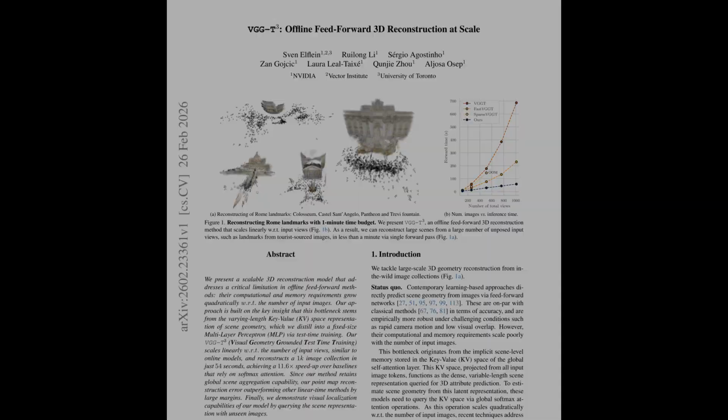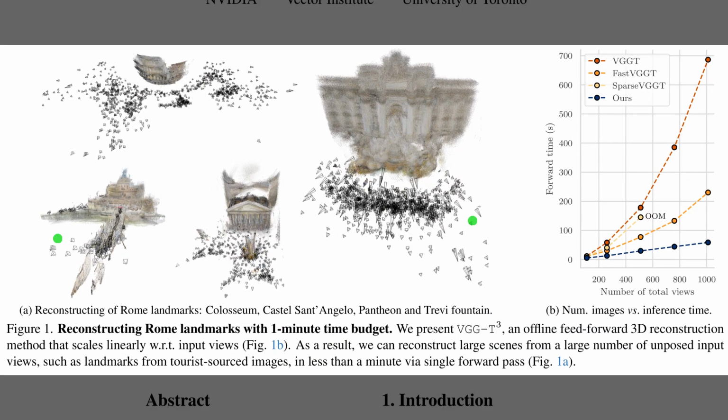modeling. So Figure 1 immediately visualizes this scalability breakthrough. On the left, Panel A displays detailed 3D point clouds of major Rome landmarks like the Trevi Fountain, reconstructed from hundreds of unposed tourist photos in under a minute. Then, looking at the graph in Panel B, we see exactly how the method achieves this. The red and orange lines represent previous methods like VGG-T, which shoot up quadratically in processing time as the number of views increases. In contrast, the blue line at the bottom shows the new VGG-T3 model maintaining a flat, linear trajectory, allowing it to process 1,000 views in just over 50 seconds.